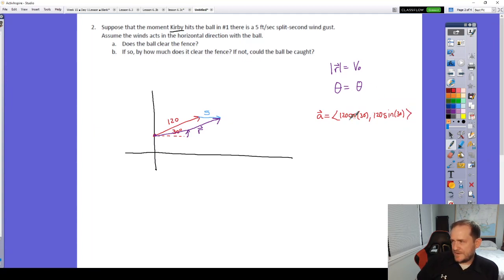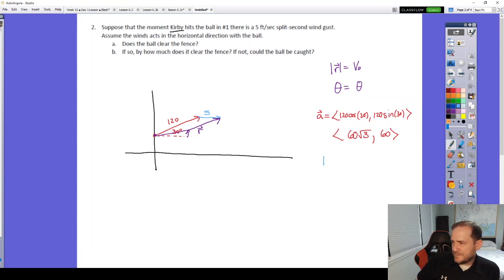And I didn't mention this in the previous problem, but we know what sine and cosine of 30 are. We should know that cosine of 30 is root 3 over 2. So 120 times root 3 over 2 is going to be 60 root 3. We actually know what this thing is exactly. We don't need to mess around with decimal values. And the sine of 30 is a half, and half of 120 will be 60. So there's our vector A in component form.